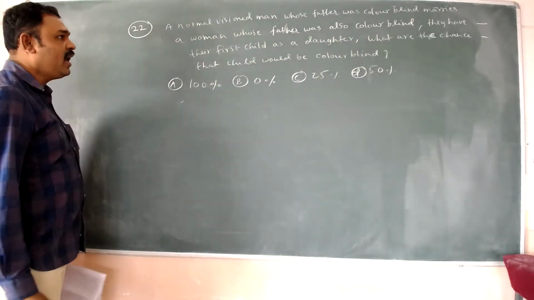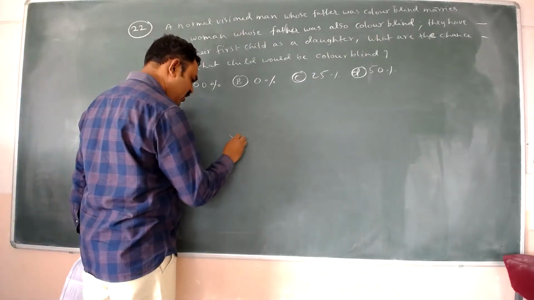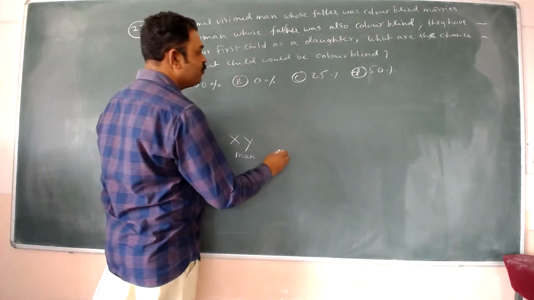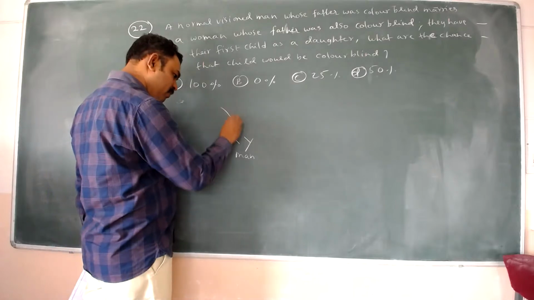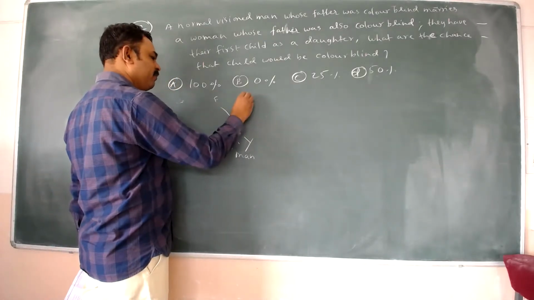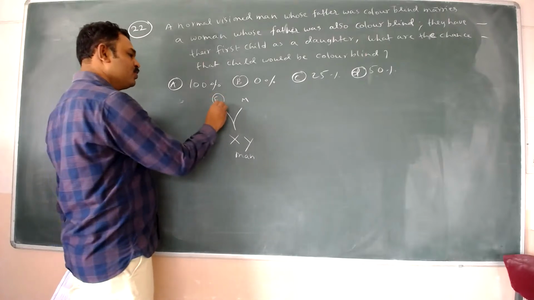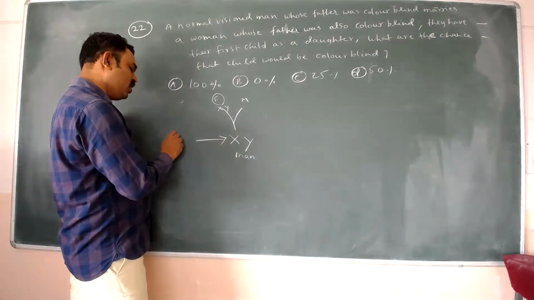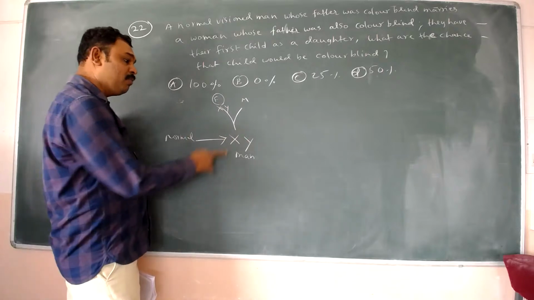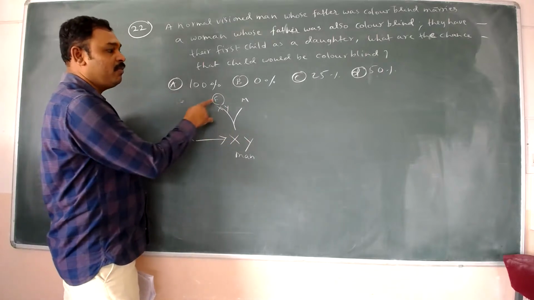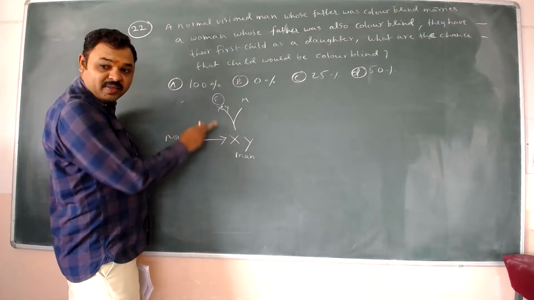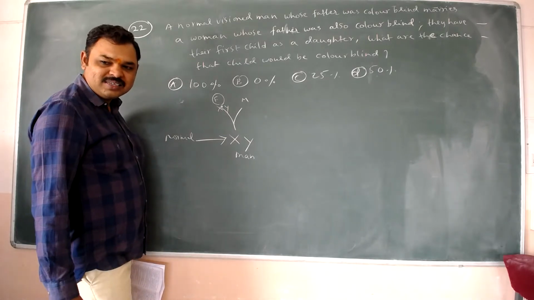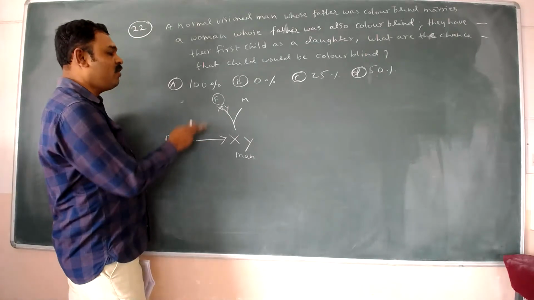So you see a normal vision man. This is an XY man. Normal vision means XY chromosomes are there. What is his father's history? He was born from a father and mother. His father was colorblind. Father is colorblind, so is the son colorblind or normal? Normal only.